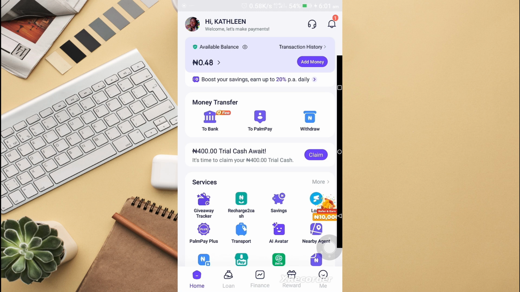So that's it. That is how to transfer cash money actually to your Palmpay account.